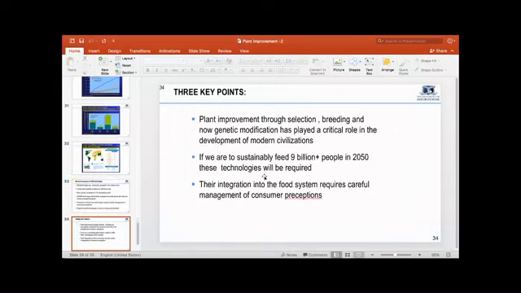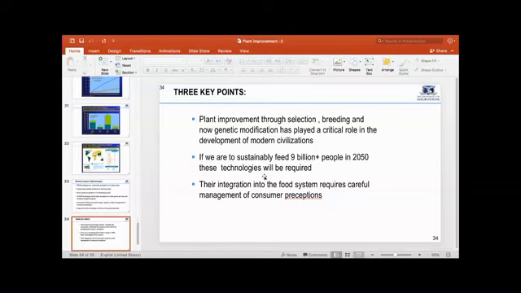And finally, just three key points from these lectures. Plant improvement by whatever methods, whether it be selection, breeding, now GM technologies, is the fundamentals of our food system, really. If you don't have productive plants, you won't be able to produce enough energy for humans on the globe. So it is inexorable. If we're going to feed 9 billion people in 2050, these technologies are going to be required.